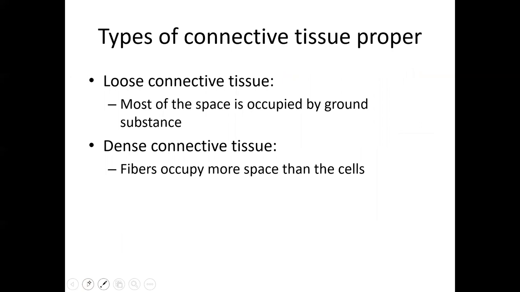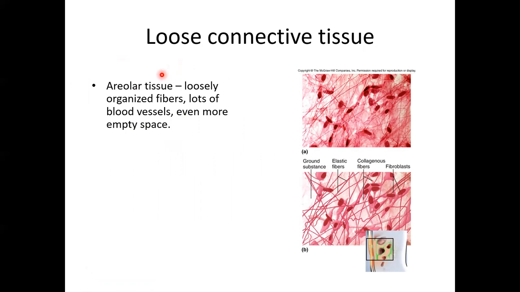So let's talk about the different types of connective tissue proper. The two major types are loose connective tissue and dense connective tissue proper. There are three types of loose connective tissue proper. Areolar tissue: the fibers are just random. There's some cells, you see. It's kind of stretchy. It's got some elastic fibers. Lots of space. Here you see it between the different structures, binding stuff together.